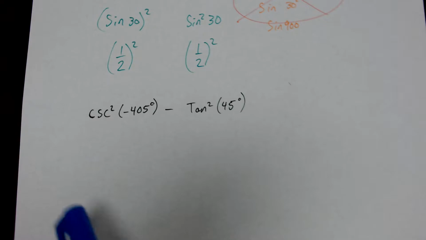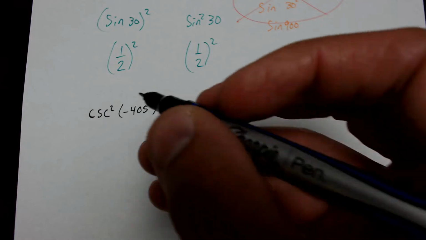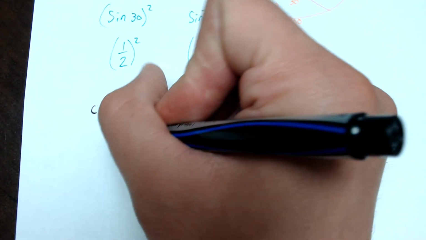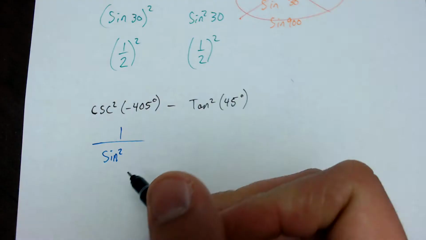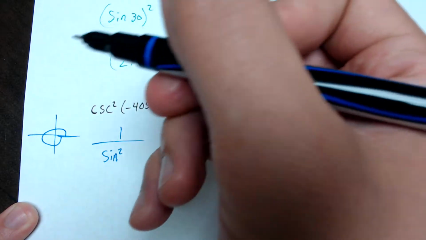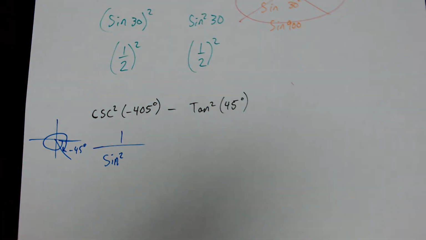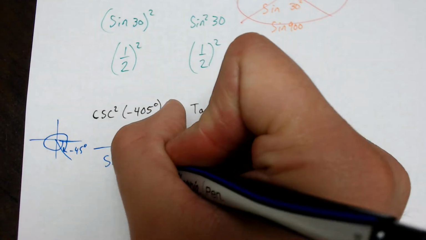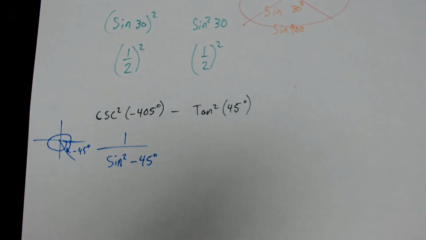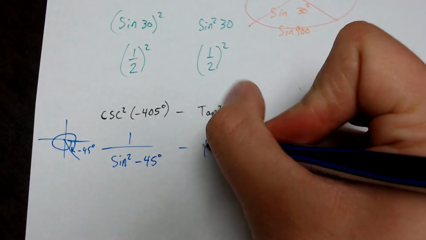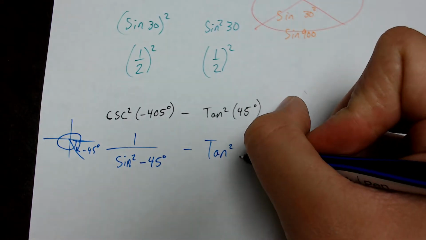Okay. So we have the cosecant squared of negative 405 degrees minus the tangent squared of 45 degrees. These angles don't need to be in parentheses, but they can be, and I did because I wanted to. Okay, so first let's start with some simplification. Cosecant is actually 1 over sine. So this is actually 1 over sine squared of, and then we'll go with angle negative 405. So if we go negative 360, and 405 is actually another 45, so this is the same as negative 45 degrees. So this is 1 over the sine squared of negative 45 degrees. And then we have minus the tangent squared of positive 45 degrees.